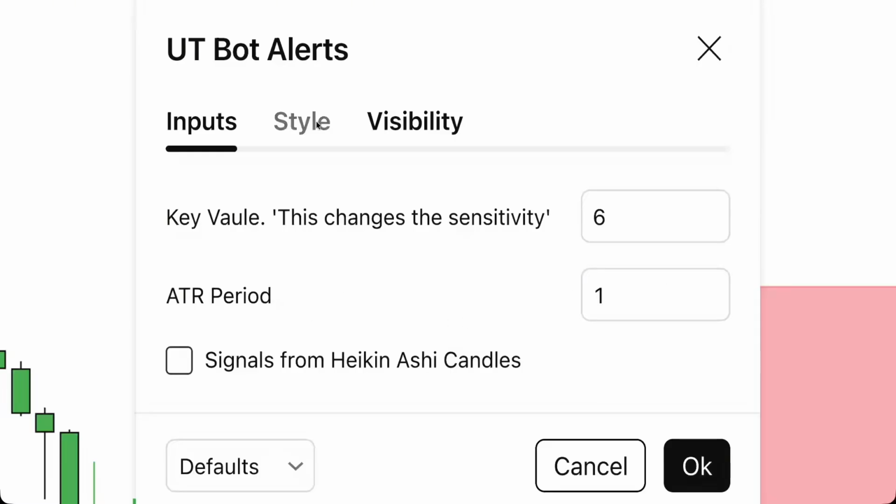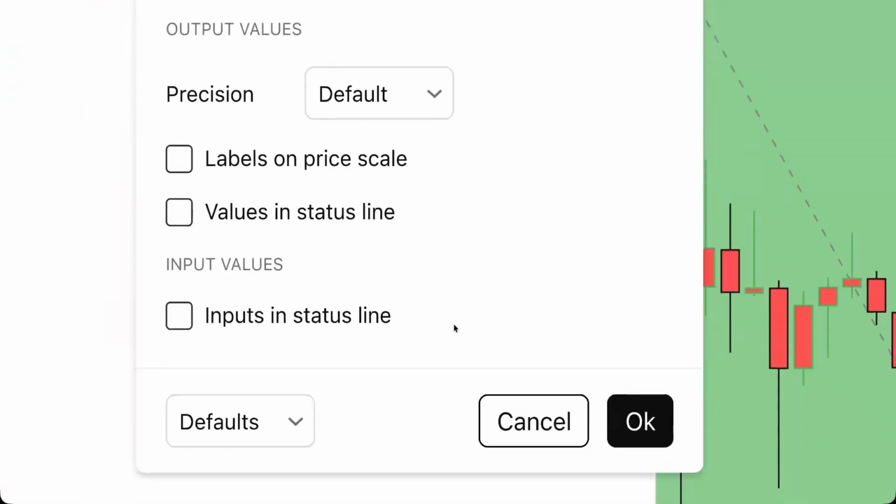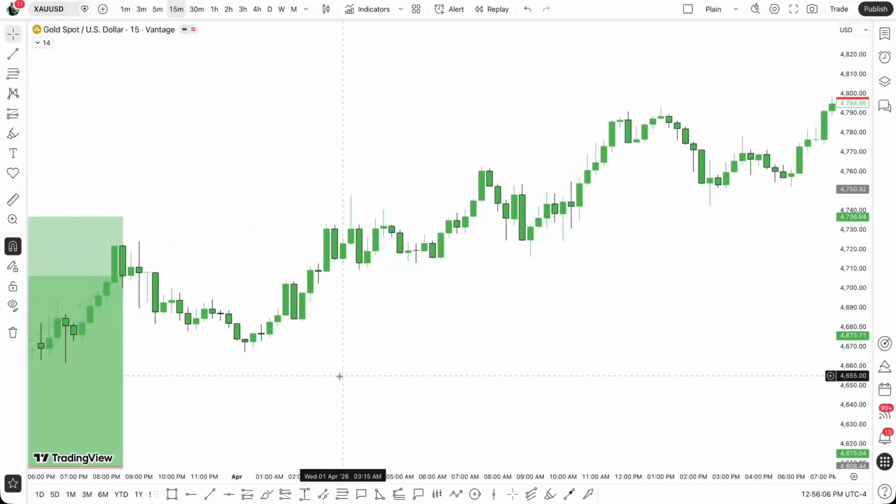And after that, go to the style option and uncheck the buy button, right? Uncheck the buy signal right here. By default, this will be checked. So go ahead and uncheck this, and after that, scroll down and click OK, right? That's all we need to do with this first indicator.